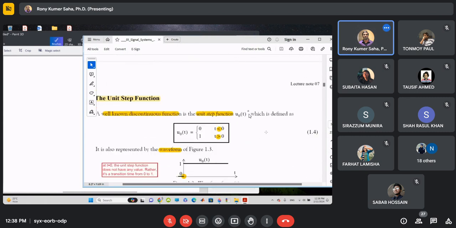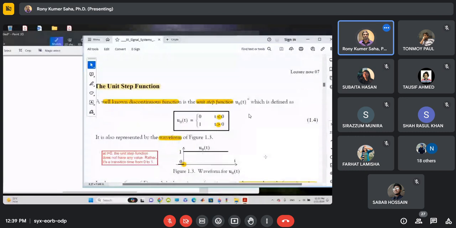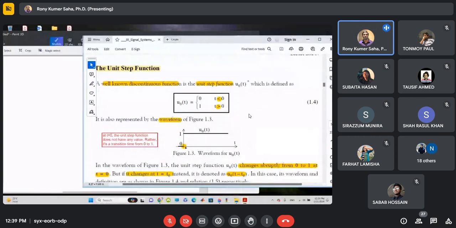The way we define the unit step function is that its value is 1 only for t greater than 0. For any t less than 0 it is always 0, but at t equal to 0 the function value is not actually 0, rather it is undefined. In fact, it represents that at t equal to 0 there is a transition from state 0 to state 1. This is how we represent it.